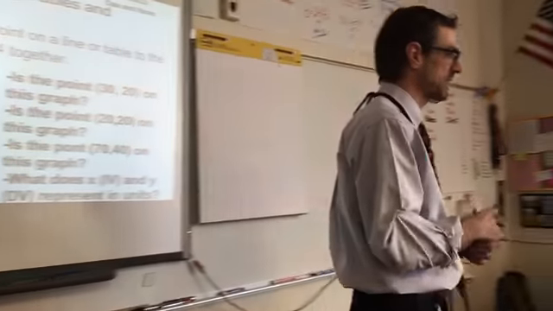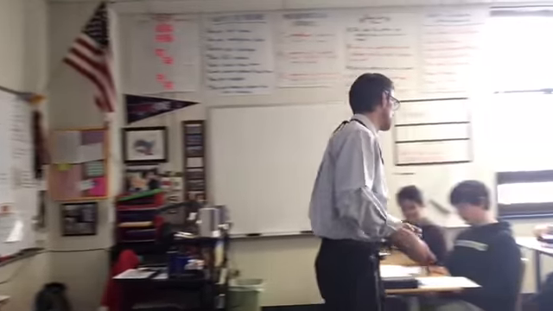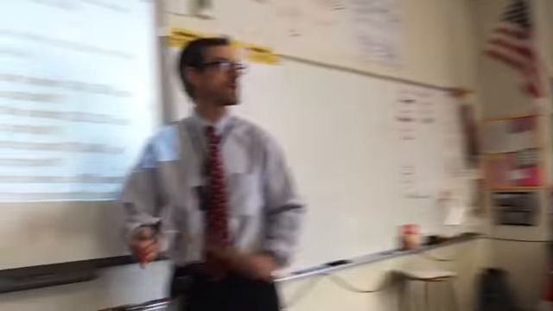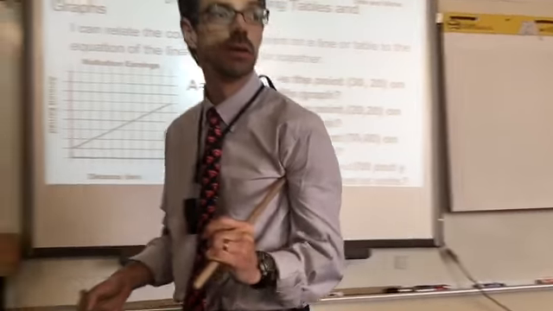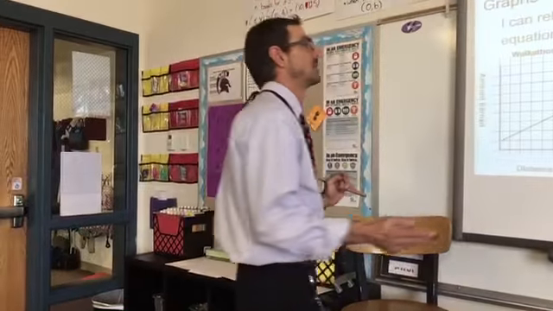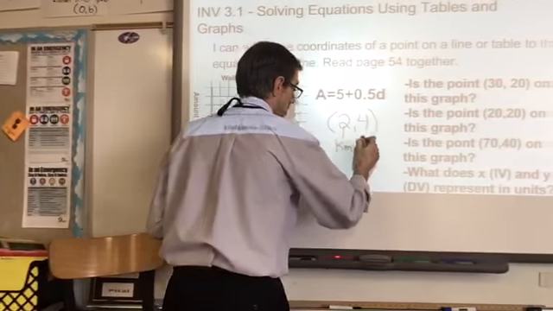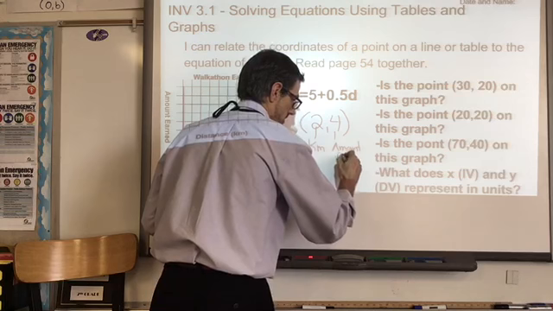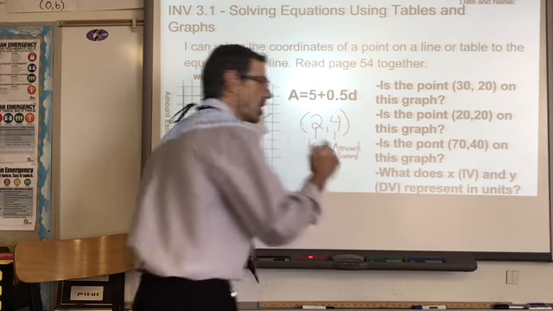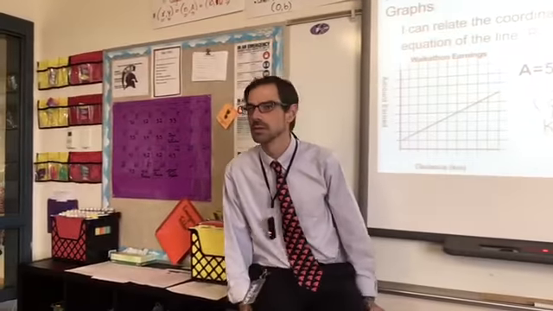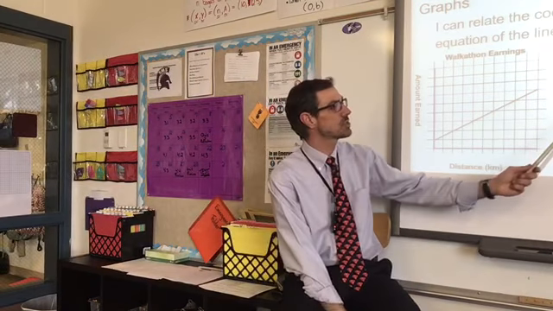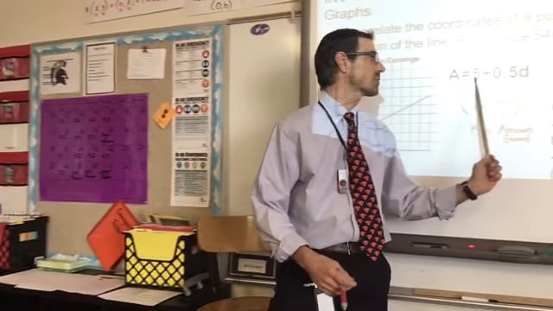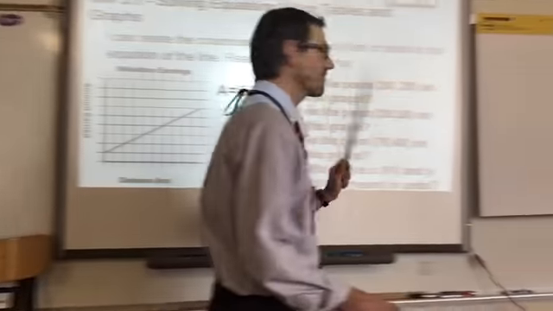Talk to your partner. 5 seconds. Okay, Isa, what's my 4? My amount earned. So this is my amount earned. So here I've got 2 and 4. I have this graph, this equation right here, which is A equals 5 plus 0.5D.